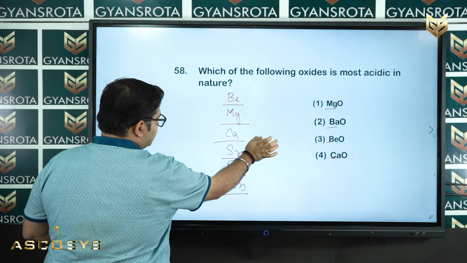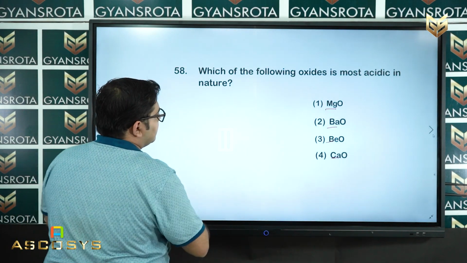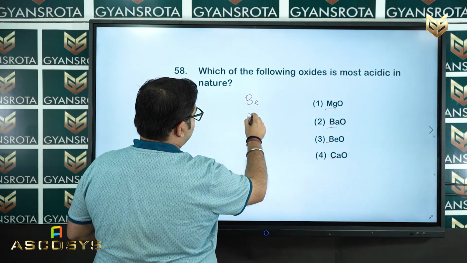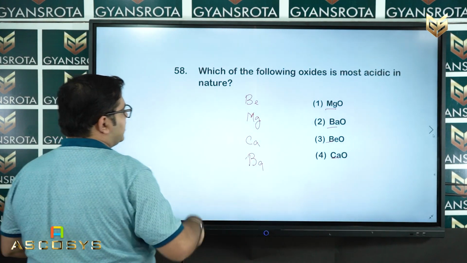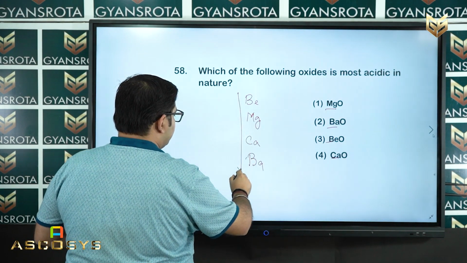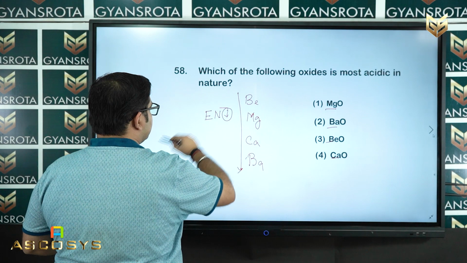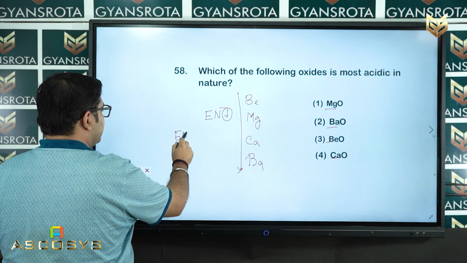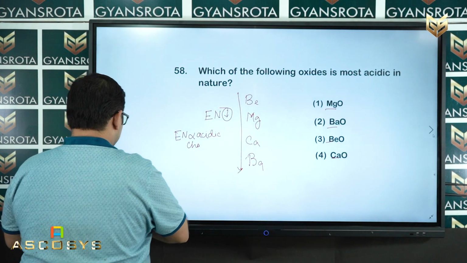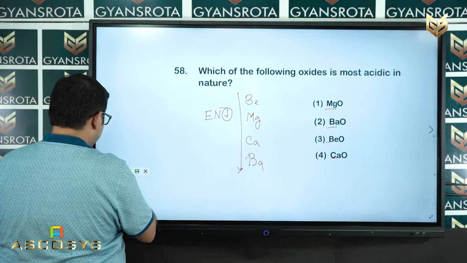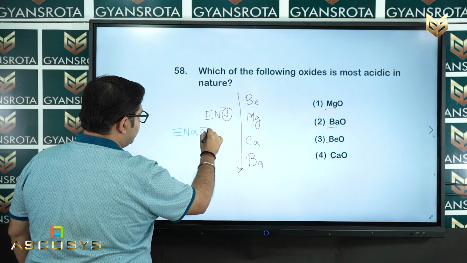In this one we do not require the ASA part. Again I am writing: Beta, Mange, Kanya, Sundar, Bap. Only these elements are required. If you go down the group, the electronegativity decreases, and electronegativity is directly proportional to acidic character. I am using a different color for your understanding. Electronegativity is directly proportional to the acidic character.